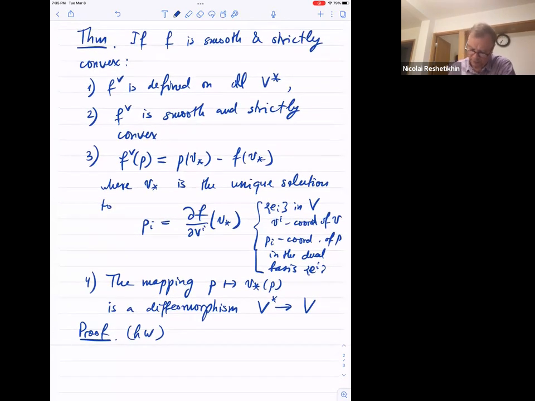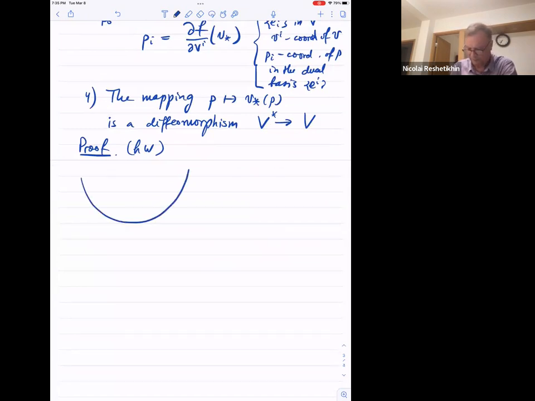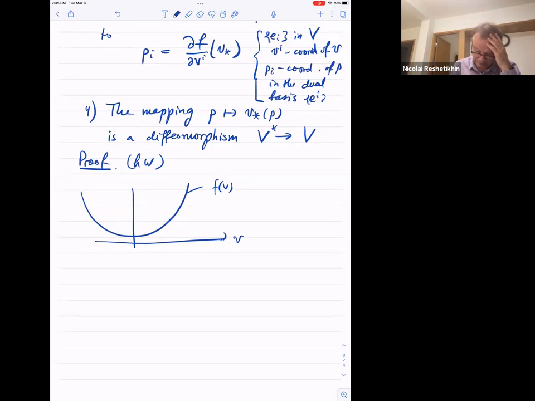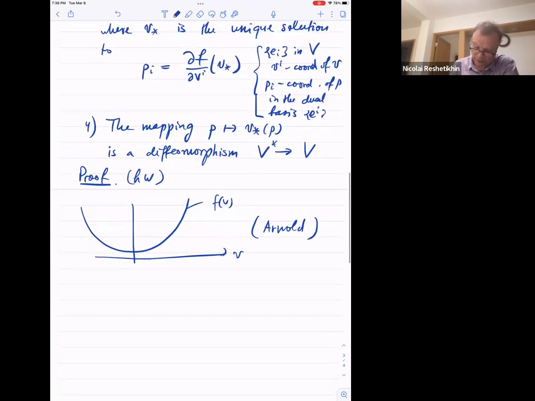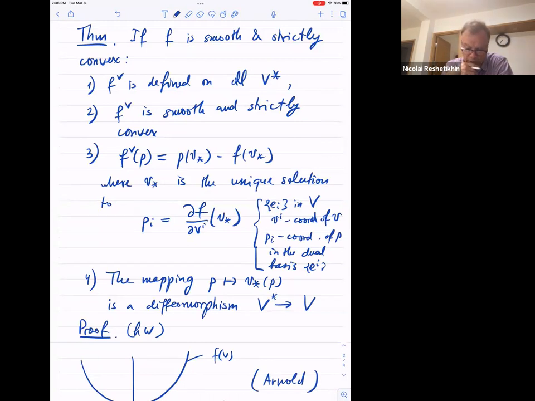Everything is based on the fact that F is smooth and convex, so it sort of looks like this. In particular, this maximum exists for any P, and it's unique because of the convexity, and it's given by this critical point because F is smooth. And then this diffeomorphism is just the corollary of smoothness and uniqueness of V star. I think there is a proof in Arnold's book, but I'm not sure. As I said, it's not a difficult proof. So this is just a recollection of the Legendre transform in the smooth, strictly convex case.